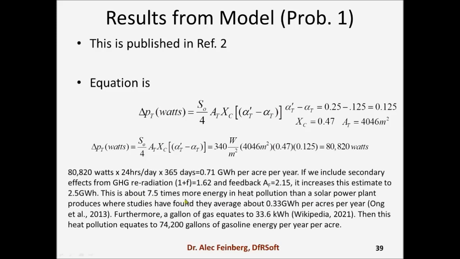Okay, so it turns out that this is about 7.5 times more energy in heat pollution than a solar power plant produces, where studies have found they average about 0.33 gigawatt hours per acre per year. And there's a reference for that. Furthermore, if you go to Wikipedia, you can see a gallon of gasoline is about 33.6 kilowatt hours. So that's about 74,000 gallons of gasoline is what a black road on average equates to per year per acre. So if you lit that on fire and distributed that through 1 acre over a year, that would be the heat that you would generate.